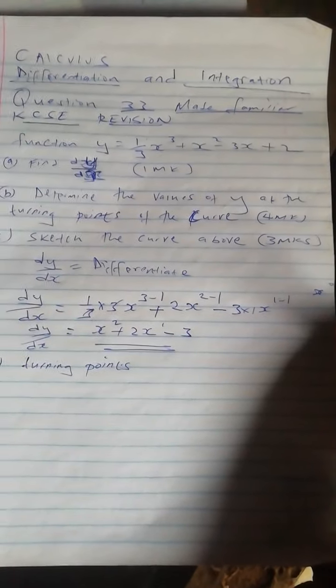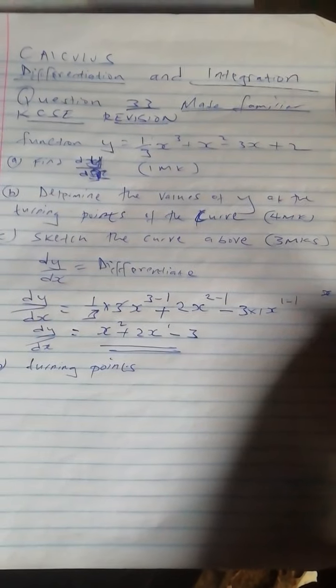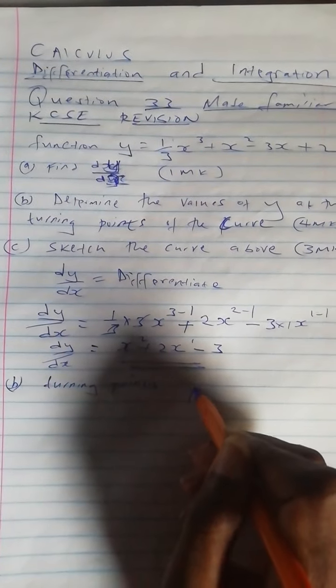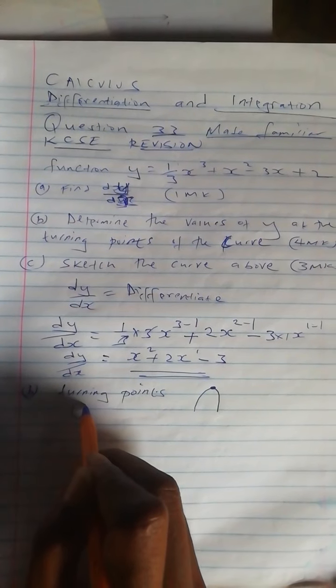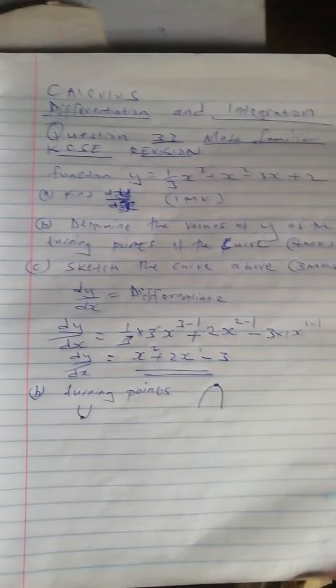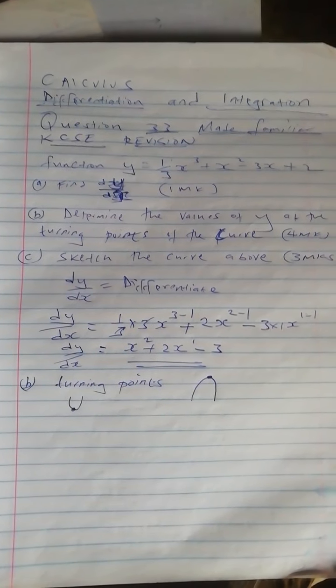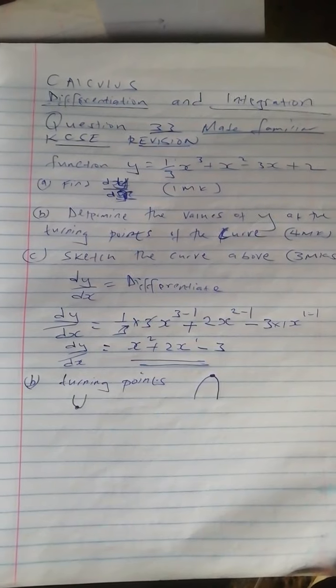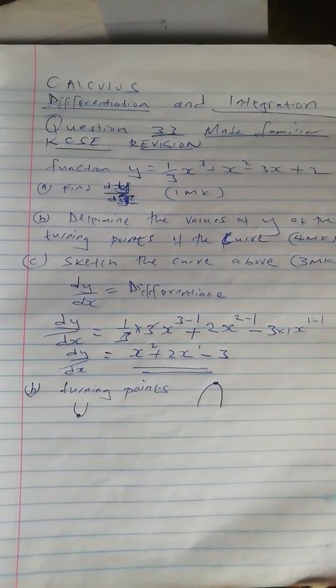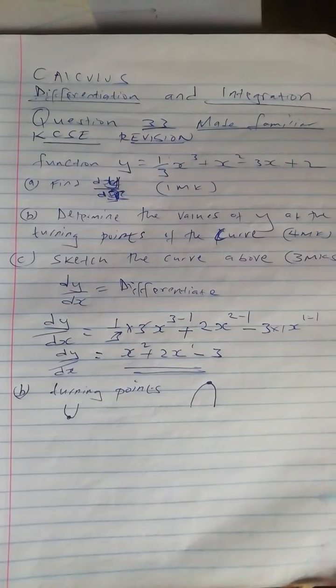So turning point simply means a point where the curve either moves upwards or downwards. For example, if you have a curve which is curving downwards, so this is the turning point. When you have another curve which is moving upwards, this is the turning point. So the turning point is a point on a curve where the curve either curves downwards or upwards.